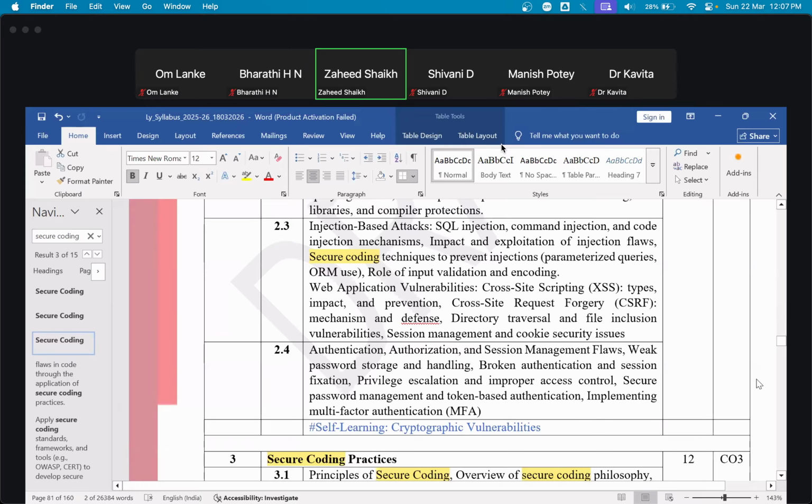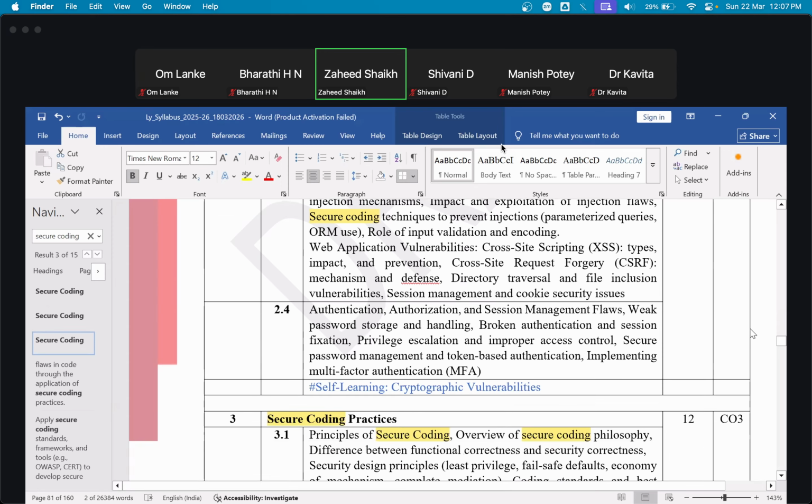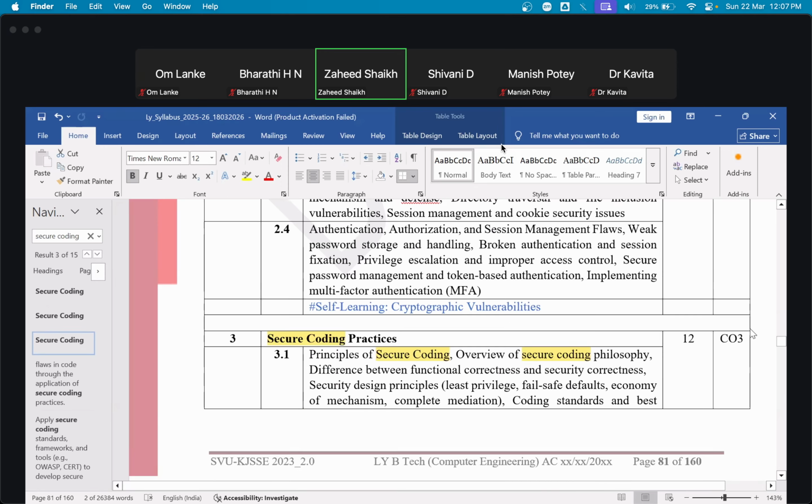Module 2.4 talks about different authentication, authorization, and session management flaws. Again, very important, because we have bots and different challenges because of the advent of AI and ML, as I've been saying earlier, and because of which attackers try to bypass the existing defense mechanisms and take over the controls. So we'll be learning different techniques to prevent such attacks in this unit.